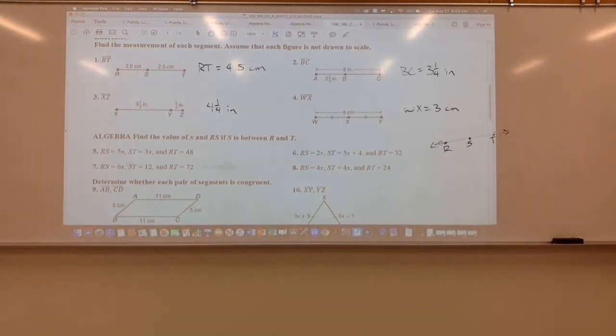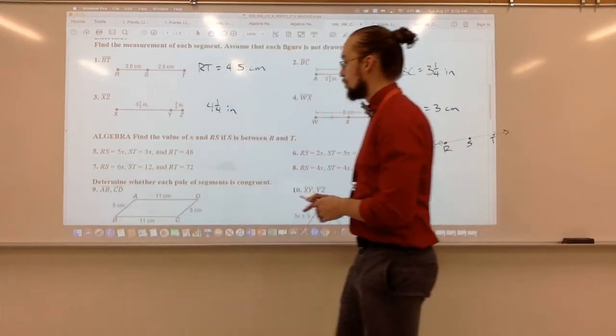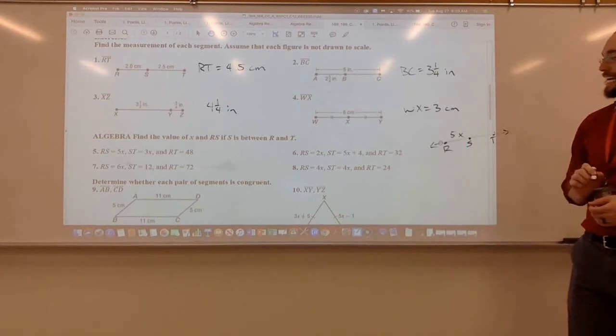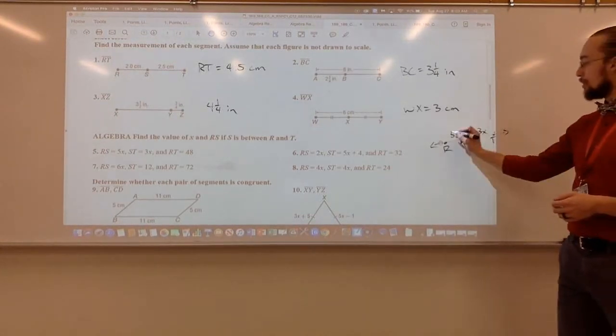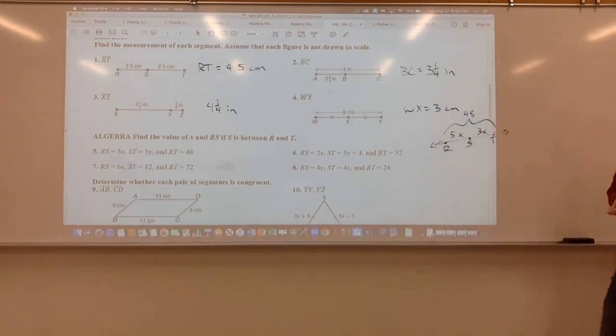So then for each of these problems, we are given some algebraic pieces. So in number 5, I'm told RS is 5x, and ST is 3x, and then the whole thing is 48. We're going to set up a diagram like that for each of these 4 problems. So go ahead, let's take a few minutes and try that here.